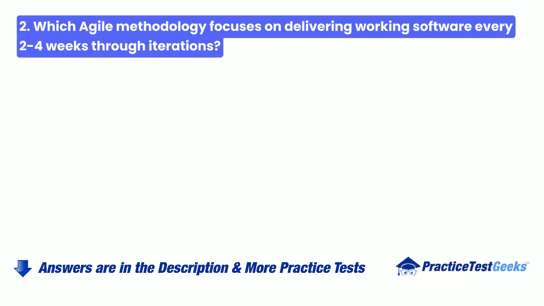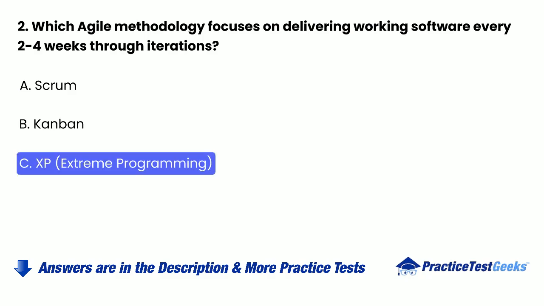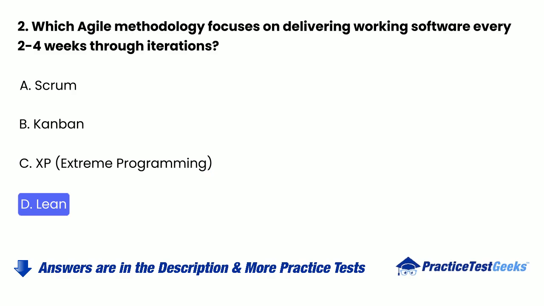Two. Which Agile methodology focuses on delivering working software every 2 to 4 weeks through iterations? A. Scrum. B. Kanban. C. XP or extreme programming. D. Lean.